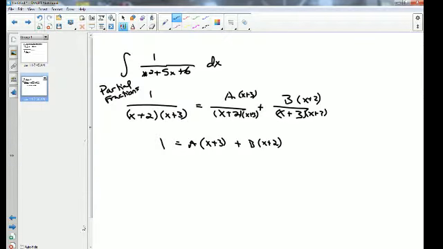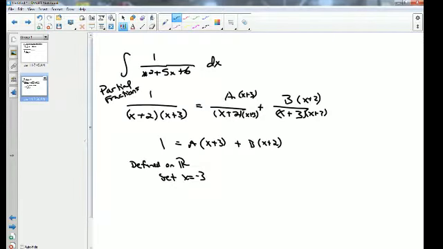Okay, because we know that this works for all real numbers. Okay, so this is defined for all real numbers. We can choose x values to solve this problem. Okay, so what x value would I choose here to make that 0? -3, right? So we're going to set x equal to -3.